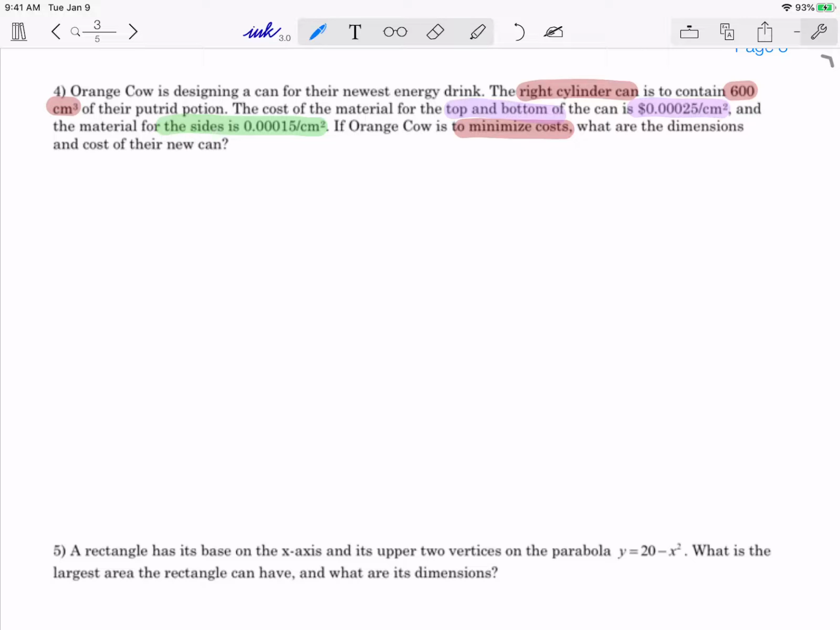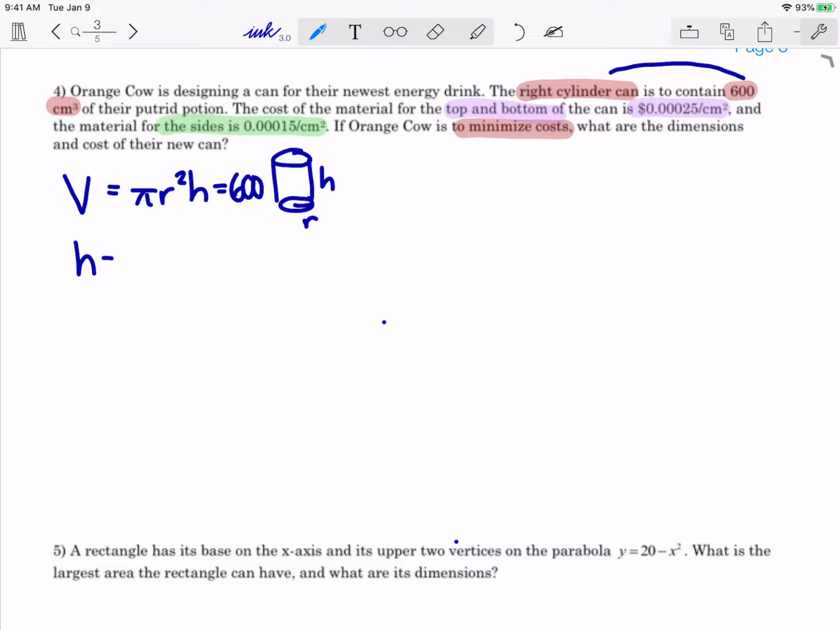So I'm going to start with this first thing here, the right cylinder can and the volume. I need to know that the volume of a can is pi r squared h for the cylinder. So here's my very, very crude sketch. You can find better pictures online. There's my h and there's my r. Okay, so there's my can. Volume is pi r squared h. That has to equal 600. Now looking at this right away, I'm going to solve that equation for h because I know I need to have a function in terms of one variable. h is easier to solve for. I get 600 over pi r squared.